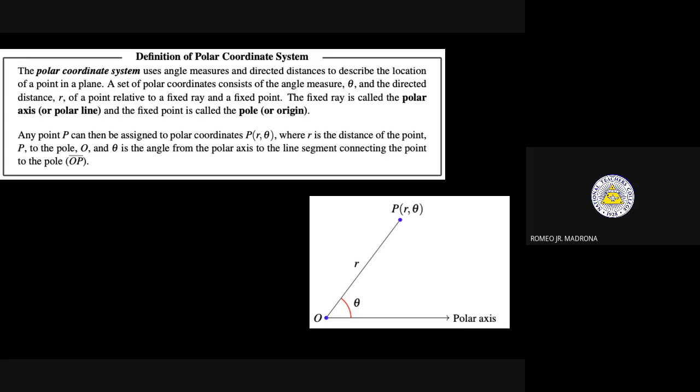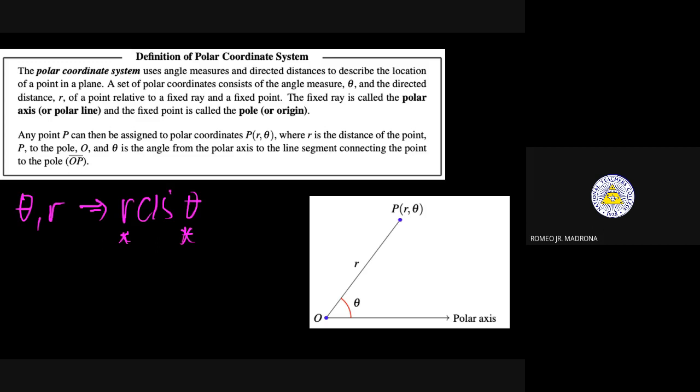Polar coordinate system. Again, a polar coordinate system is another type of system where it uses angle measures and directed distance. So when we say directed distance, it's just the radius, di ba? So theta and r. Theta and r are being plotted or used in the polar coordinate system or polar form. Actually, polar form din siya, di ba? R cis theta. Oh, polar form, si r at si theta. O, di ba? Ganun lang, class.